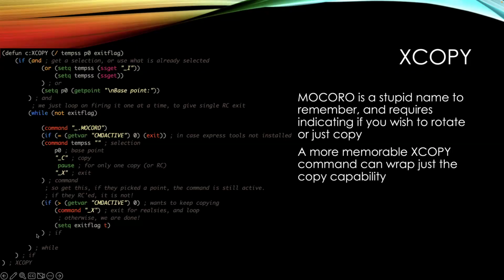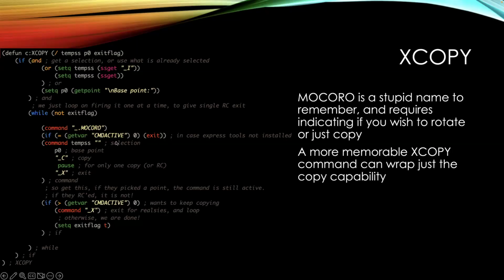Now we can loop. Obviously, the first time we loop, the exit flag is not true, so we're going to go at least once. And interestingly, look at how I chose to wrap this. Obviously, the MOCORO command can make copies all day long, but we're going to do it in a one-off fashion. But before we get to the one-off, look at how I start the command MOCORO.